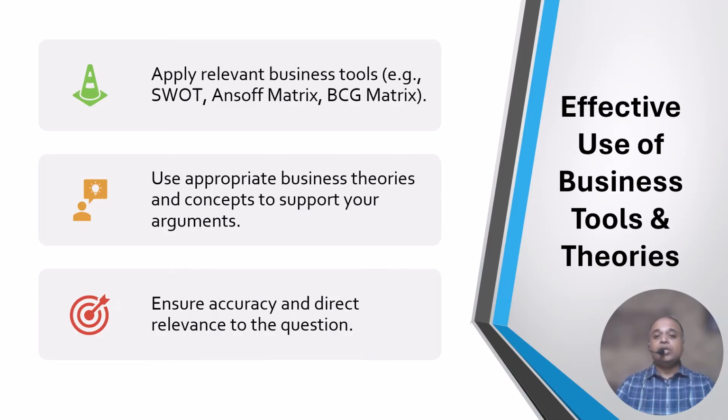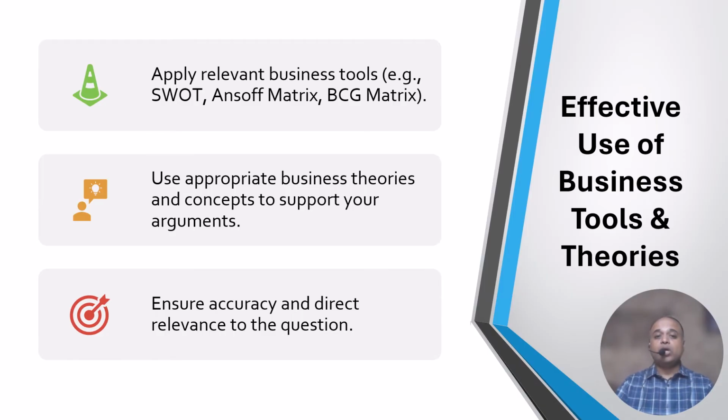Let's break this down into three key points. First, apply relevant business tools. If the question is about a company's expansion strategy, you might use the Ansoff matrix. If it is about a company's product portfolio, you could apply the BCG matrix. If the question focuses on analyzing strengths and weaknesses, then SWOT analysis is your go-to tool. But remember, it's not enough to just mention these tools. You need to apply them effectively to the case study.